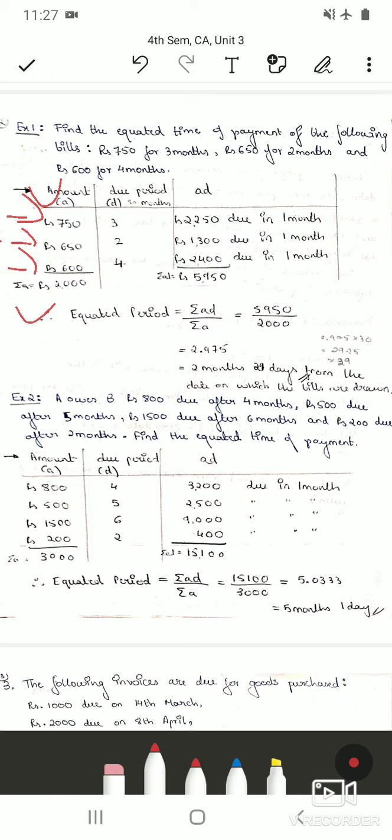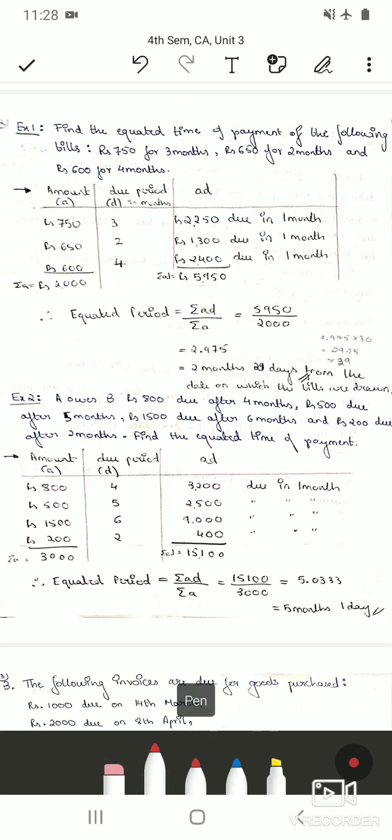Now the formula for equated period is summation A into D by summation A. In yesterday's class I had explained what the summation is. It is nothing but the total. Here A is our amount and D is our due period in months. Now we will find A into D. Multiply these two: 750 into 3 is 2250, then 650 into 2 is 1300, and then 600 into 4 is 2400.